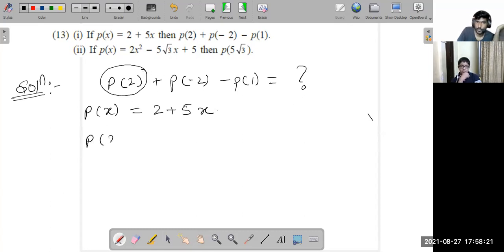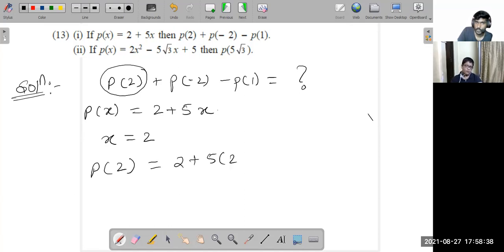Okay, let's find out p(2) first. Now to find out p(2), that means you have to substitute x as 2. Understood? That means in this polynomial, you substitute x as 2. So this will be 2 plus 5 into 2, which is 2 plus 10. That means p(2) is 12.